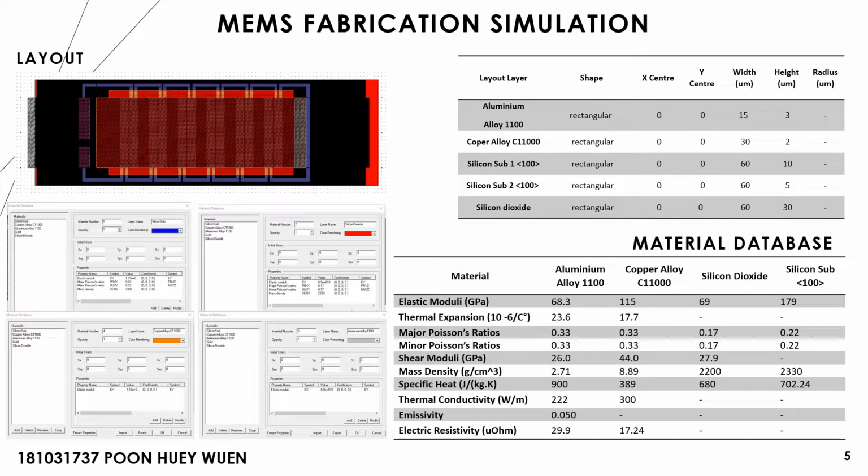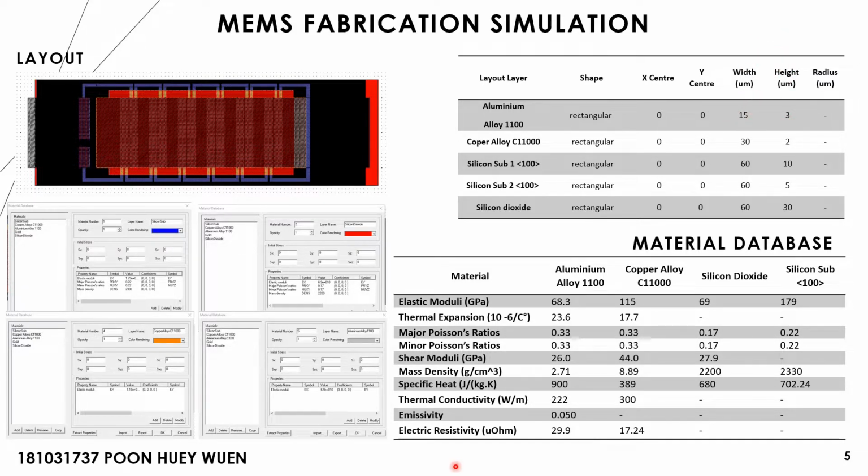You can see that the left hand side is our overall layout view, and for the layout we actually have 16 layers, but the main materials that we use are aluminum alloy, copper alloy, silicon substrate, and silicon dioxide. Those materials we have defined, and the coordinate XY are set at the origin, and the width and the length of the layers are defined in micrometers.